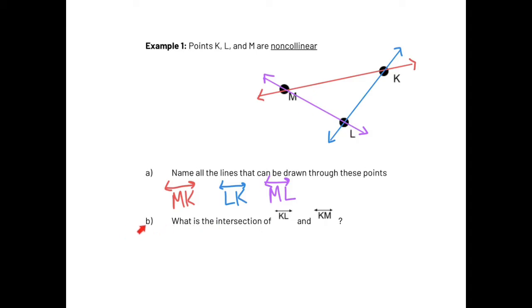So let's move on to problem B then. It says, what is the intersection of line KL and KM? Well, KL, or LK as I had it, is the blue one. So here's KL. And KM, or MK as I had it, is the red one. So these 2 lines intersect, the red and the blue lines intersect at that point K. So that will be my answer, point K.